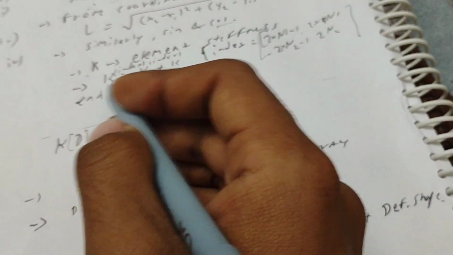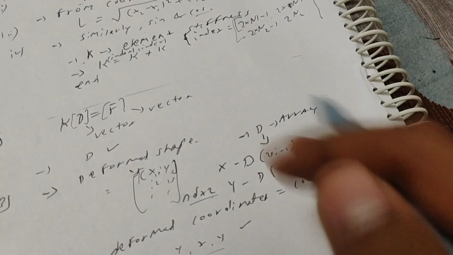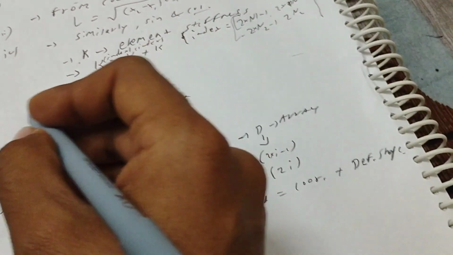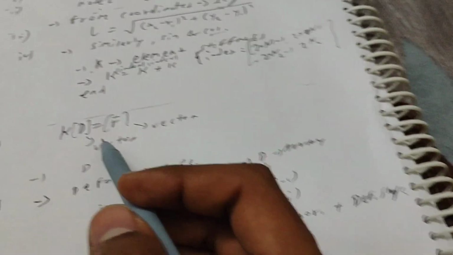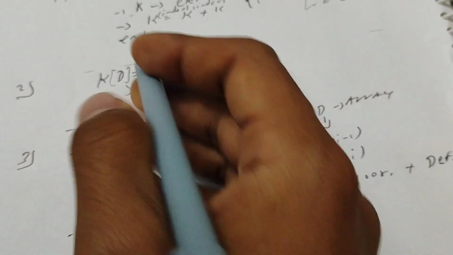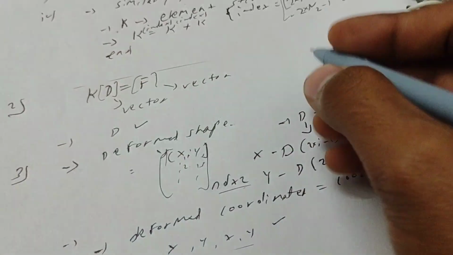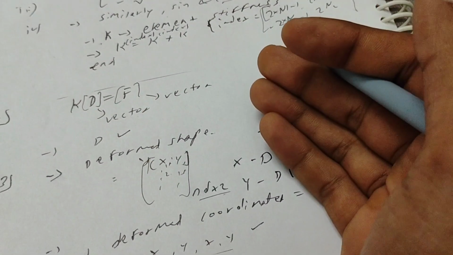So here we will end this loop, and after getting the global stiffness matrix, the problem gets simple. We have the global stiffness matrix. Now we just have to find the displacement vector. Some values will be known and some will be unknown.